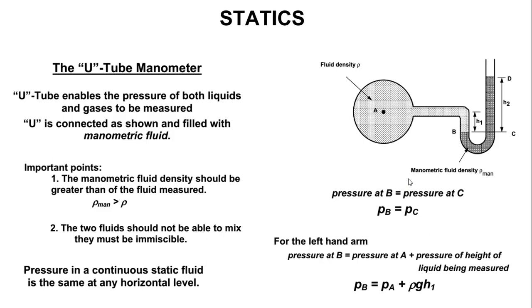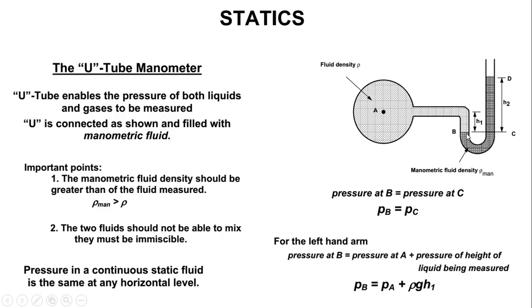Then the next type of manometer that we have is the U-tube manometer. With the U-tube manometer, Pascal's law applies a lot in this part, because Pascal's law tells us that the pressure in the horizontal direction is equal, provided the fluid is continuous and static at the same horizontal level. So in this case, we've got a fluid in this U-tube, and what we need to do is find where the pressure is going to be equal.